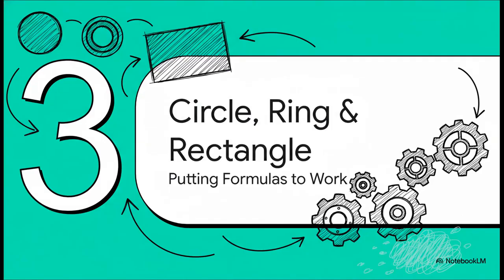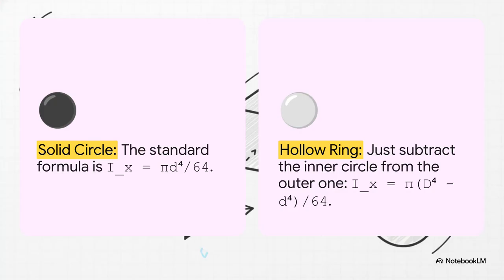Okay, memorizing formulas is one thing, but the real test is whether you can apply them. So let's put all this theory to work and tackle a full-blown numerical example. But first, a quick word on circles and rings. For a solid circle, you know the standard centroidal MOI formula is pi d to the fourth over 64.